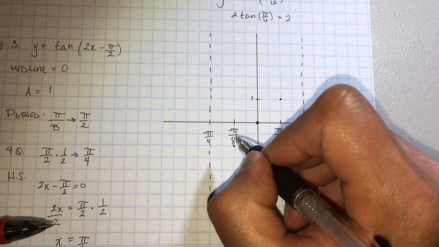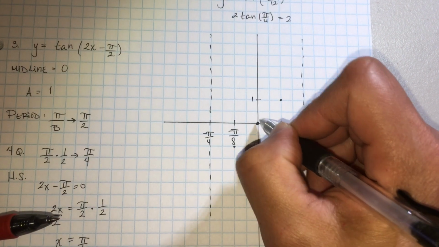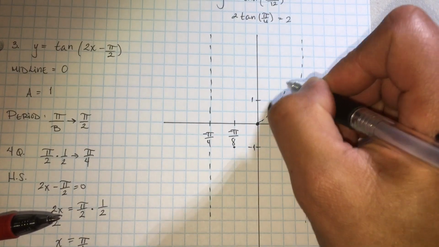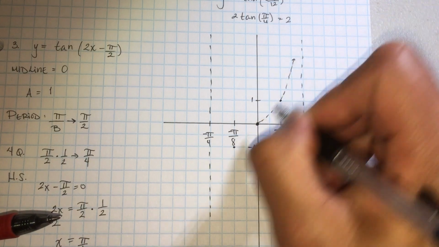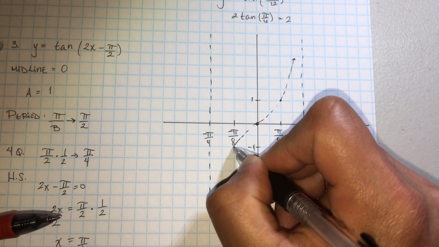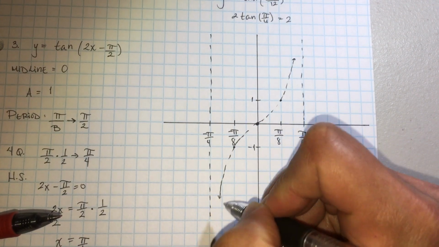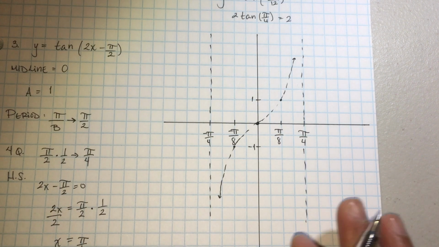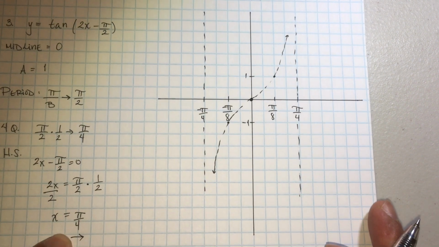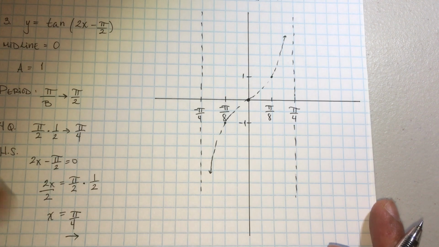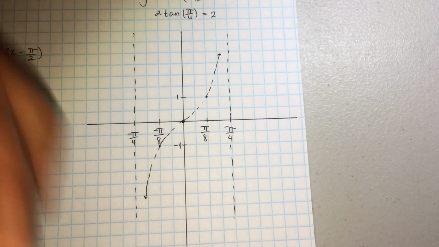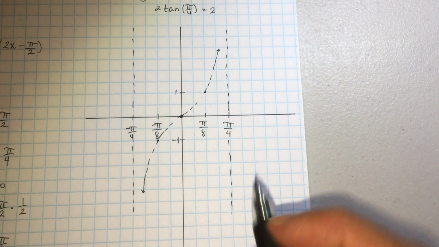So for this guy, it should look something like this. I'm doing it in black and dotted just because I know I'm going to have to shift it. That's what it normally looks like, right? But I have to move this guy pi over 4 units to the right. Well, then that means this whole thing is going to move. So how do I do that? Well, I just keep counting.